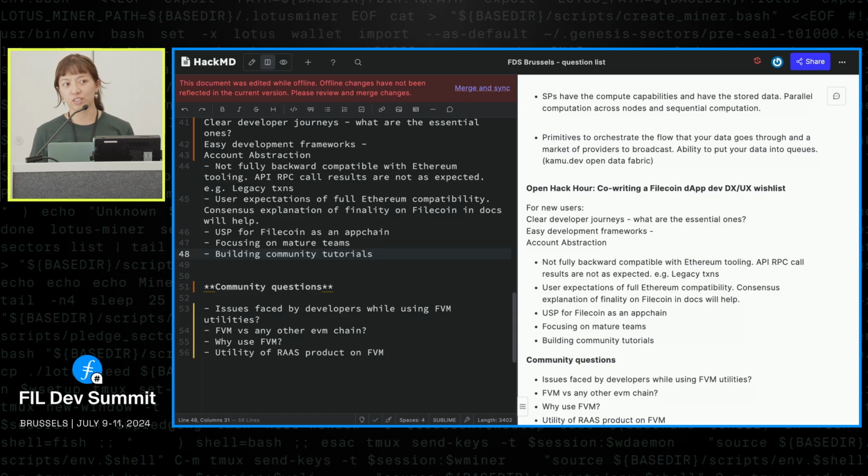Is there anything else anyone wants to raise for this? Yes, Matt.